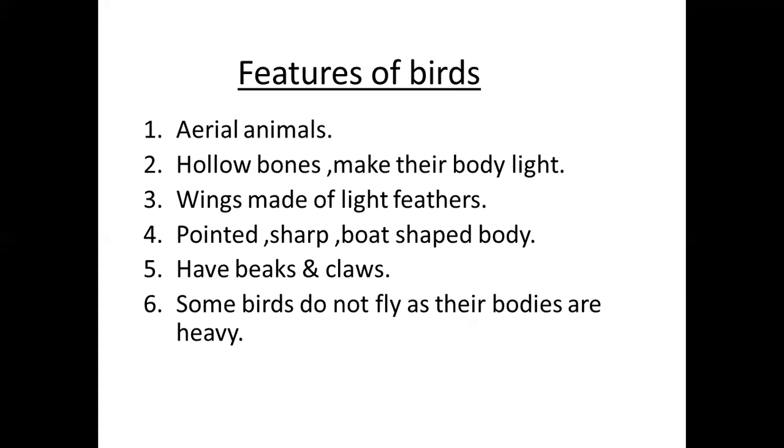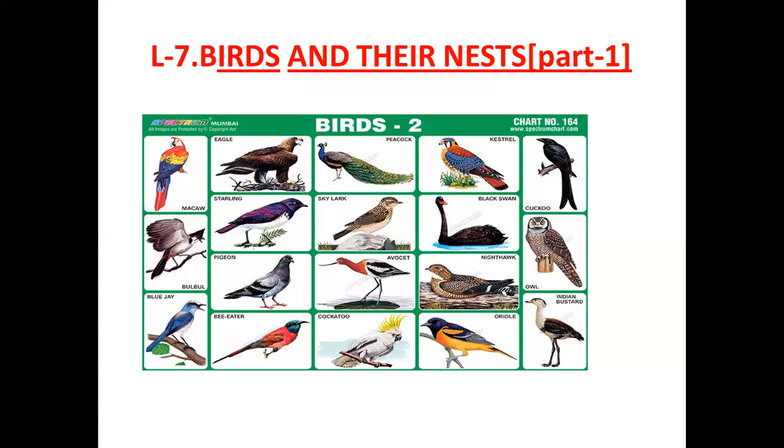There are about 10,000 kinds of birds. Hummingbird is the smallest bird. It is only 5 centimeters in size. Ostrich is the largest bird. It may grow up to 2.5 meters. In this lesson, we shall learn about various types of nests.